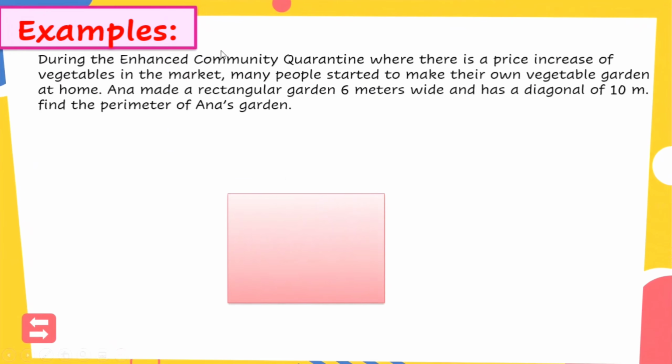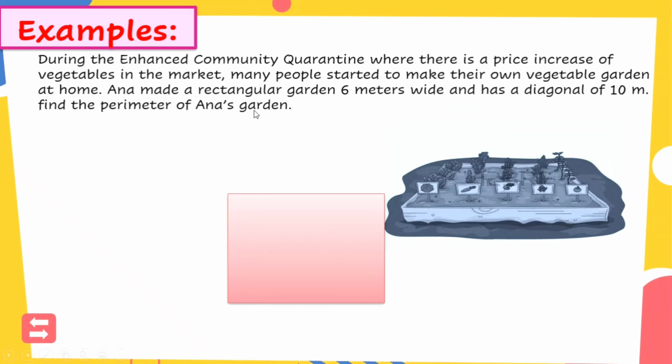Another example, during the enhanced community quarantine where there is a price increase of vegetables in the market, many people started to make their own vegetable garden at home. Anna made a rectangular garden 6 meters wide and has a diagonal of 10 meters. Find the perimeter of Anna's garden.